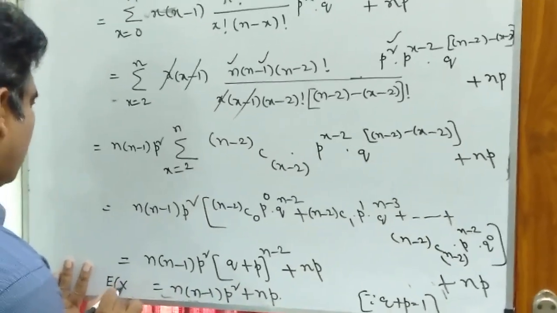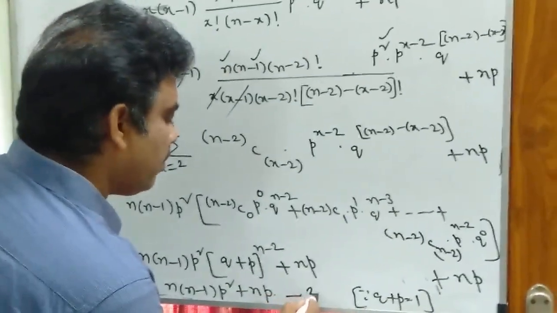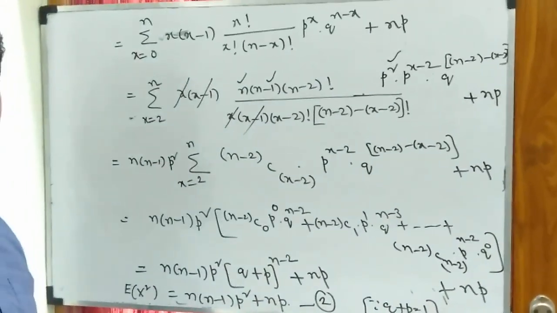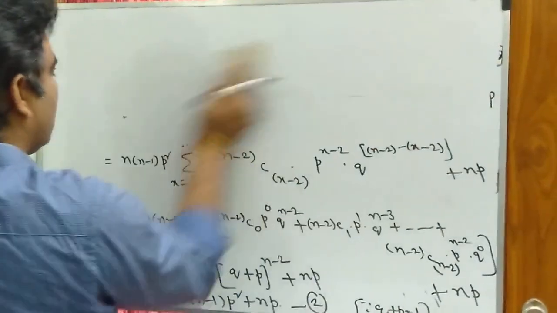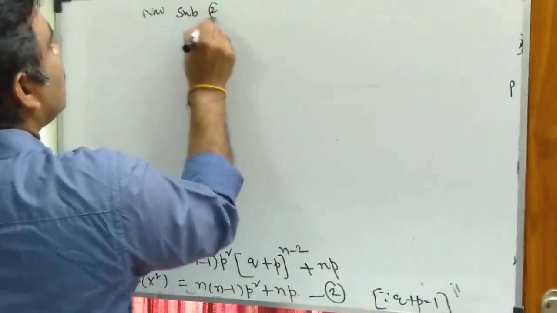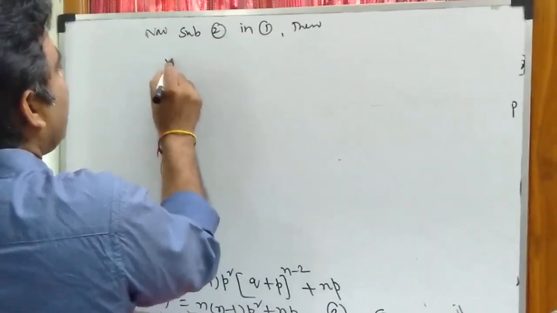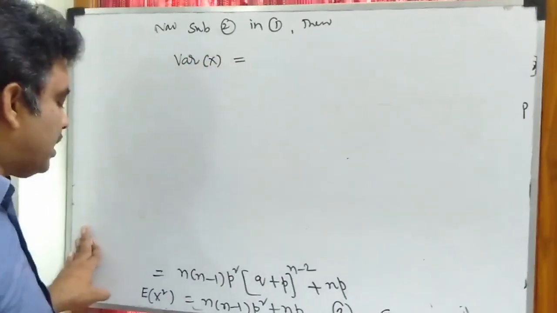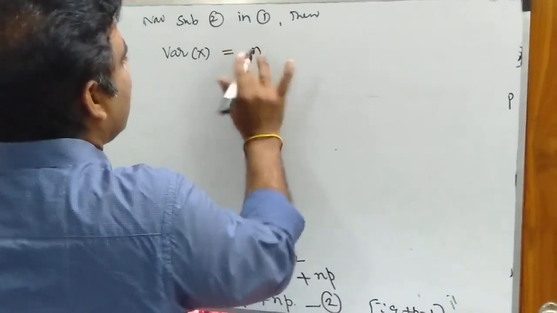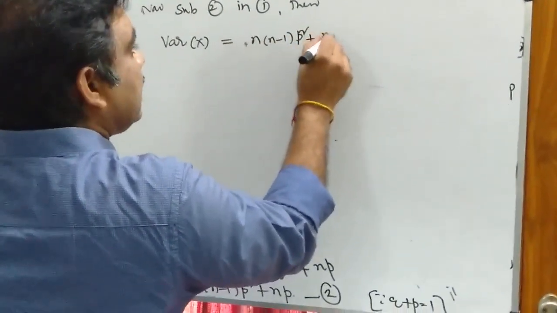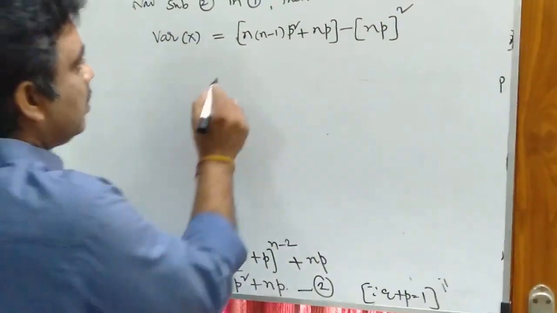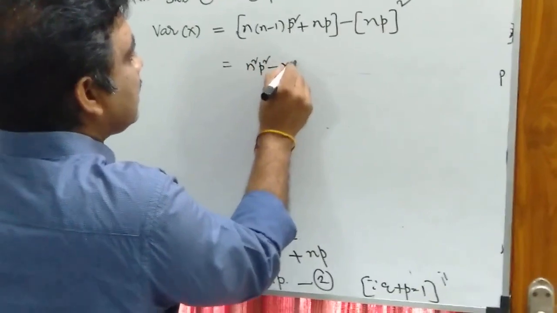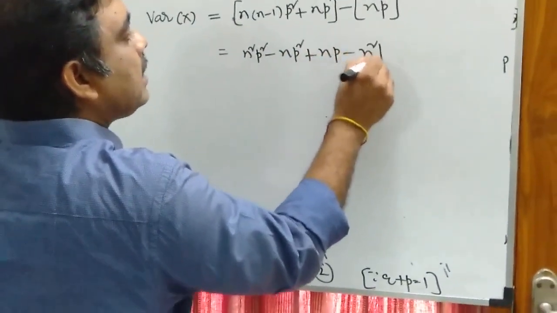This is the expected value of x square. Call this equation number 2. Now I am going to substitute equation 2 in equation 1. So what is equation 1? Variance is equal to, substituting equation 2 in 1, the variance of x is equal to E of x square, whose value is n into n minus 1 into p square plus np, minus E of x whole square. E of x we know is np, that is np whole square. So expanding: n square p square minus np square plus np minus n square p square.